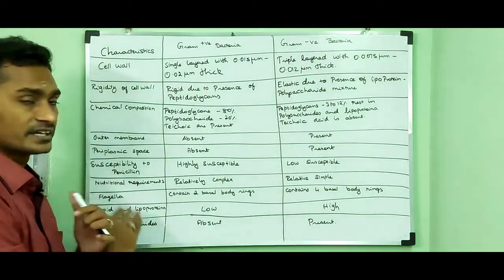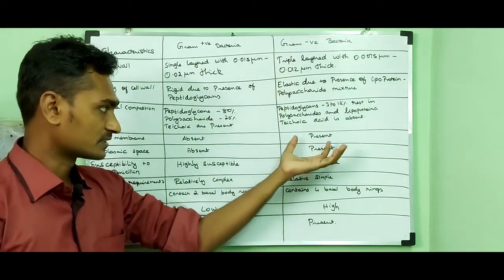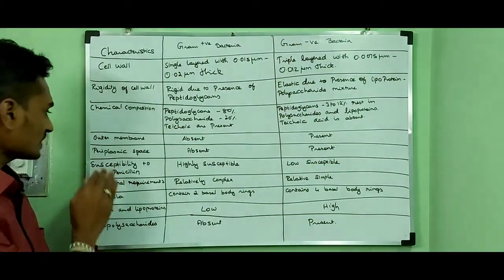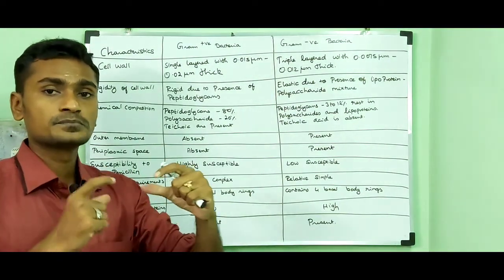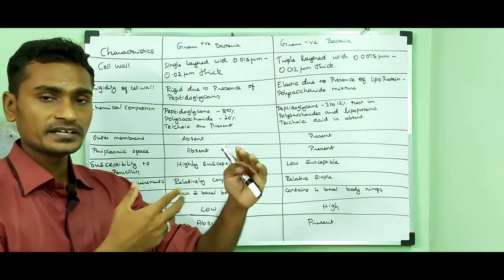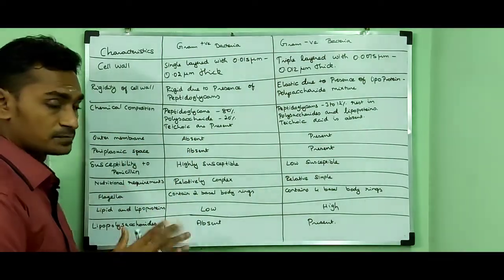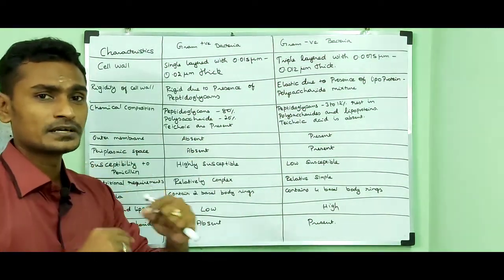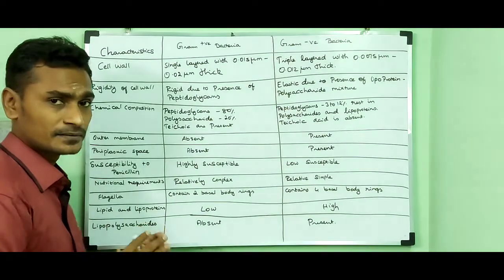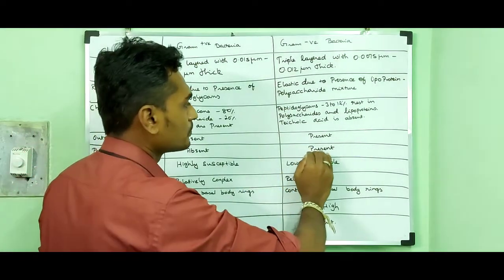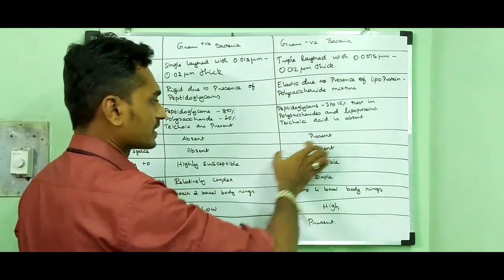Then the outer membrane is absent in gram positive bacteria, while in the case of gram negative bacteria, the outer membrane is present. Then periplasmic space. Periplasmic space is the space between the inner cytoplasmic membrane and the outer membrane, and that space is called the periplasmic space. Periplasmic spaces are filled with matrices and are present in gram negative bacteria.